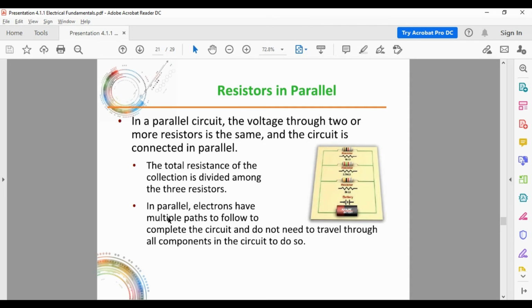In parallel, electrons have multiple paths to follow to complete the circuit and do not need to travel through all components in order to do so. In other words, the electrons can pass through this resistor or this final resistor here, but they do not have to pass through all three.